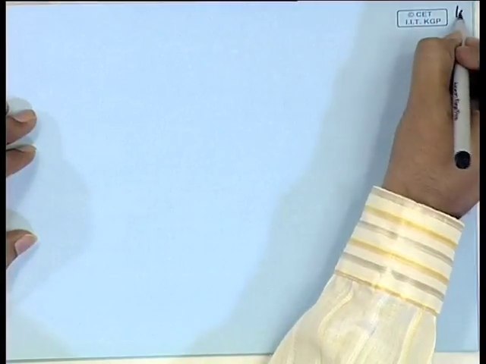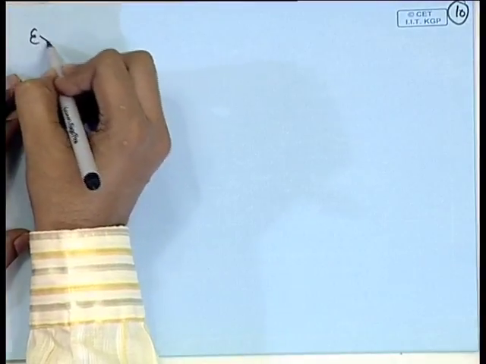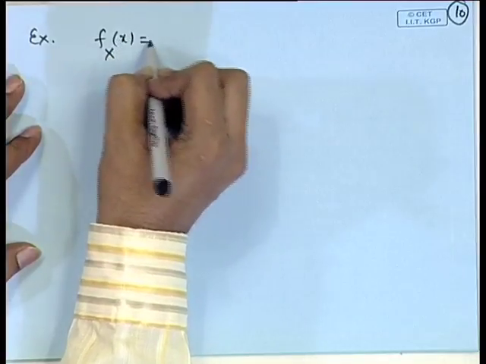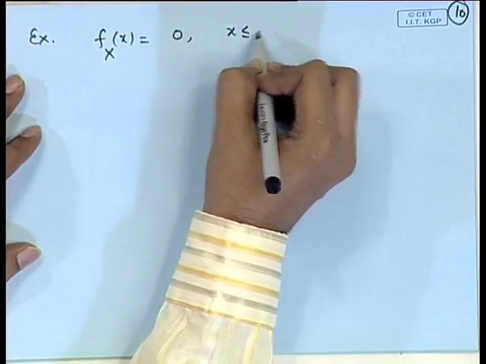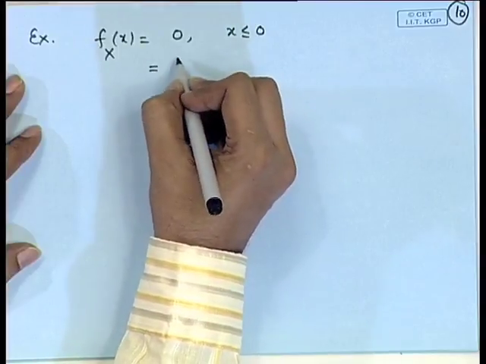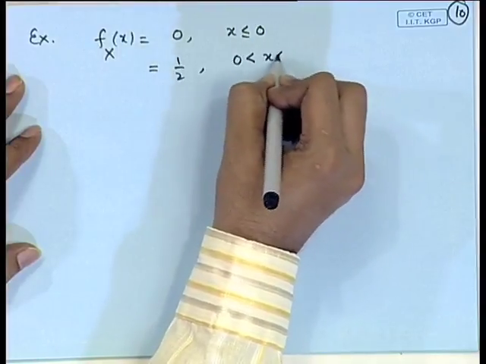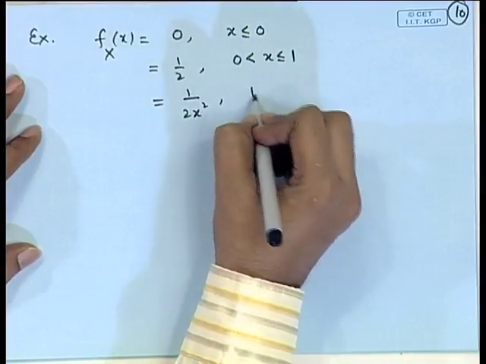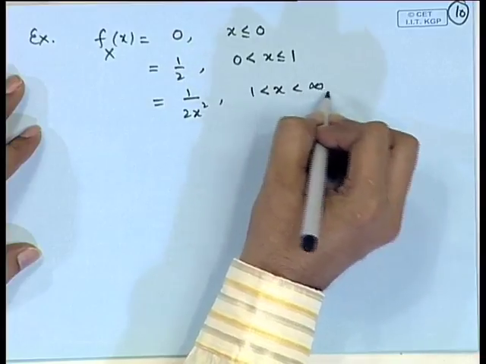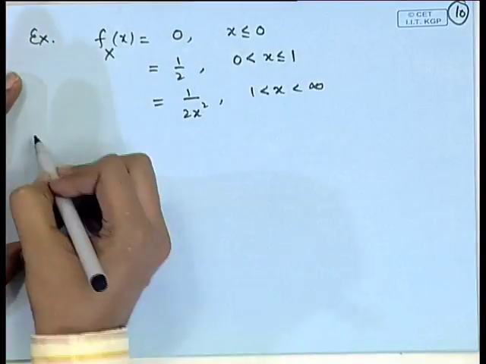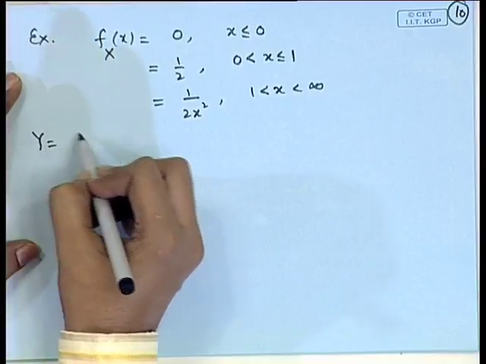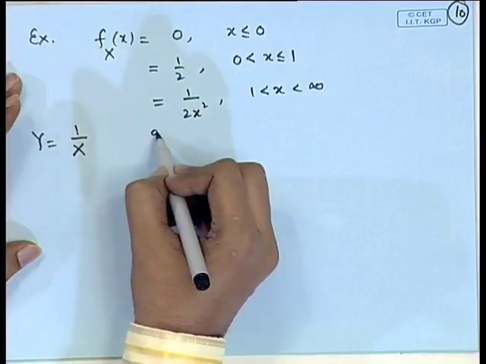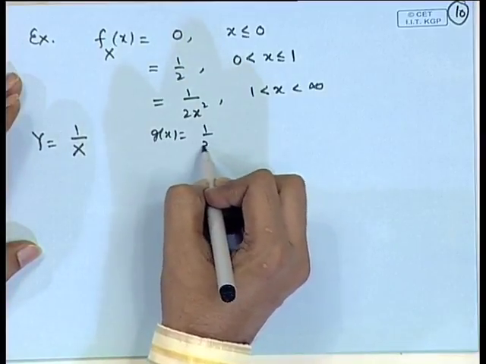Let us take an example. Say the random variable x has the density 0 for x less than or equal to 0, equal to half for 0 less than x less than or equal to 1, and equal to 1 by 2 x square for 1 less than x less than infinity. And consider the function, say y is equal to 1 by x. So, here g(x) function is 1 by x.